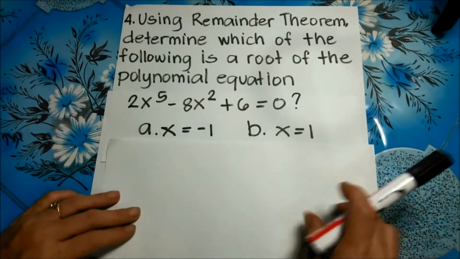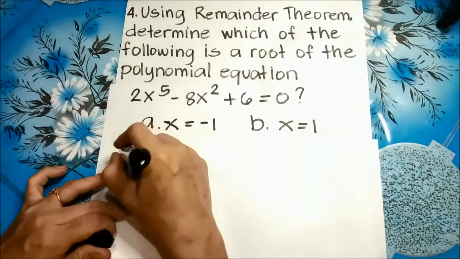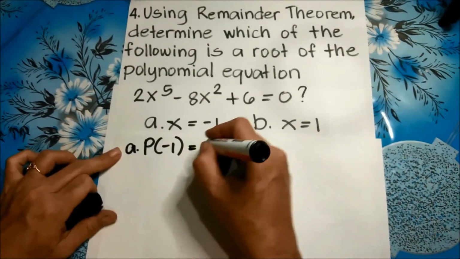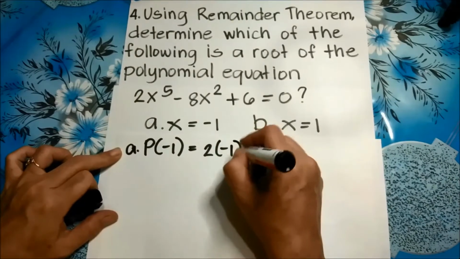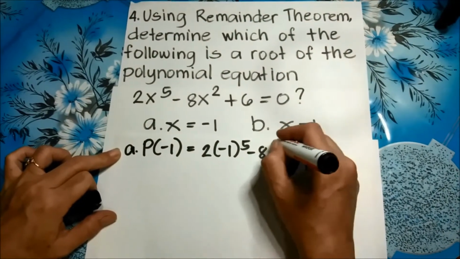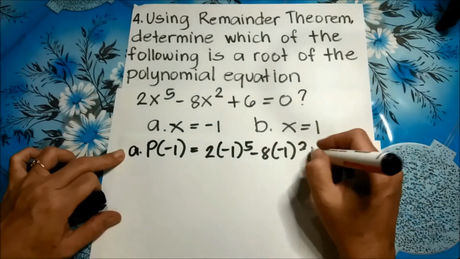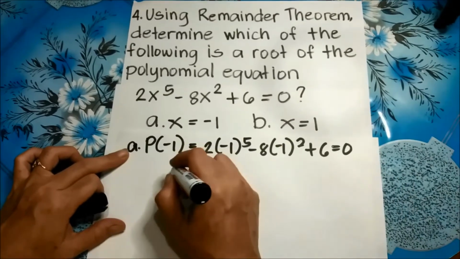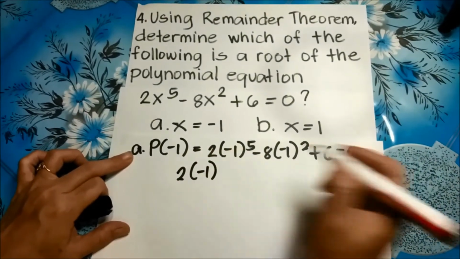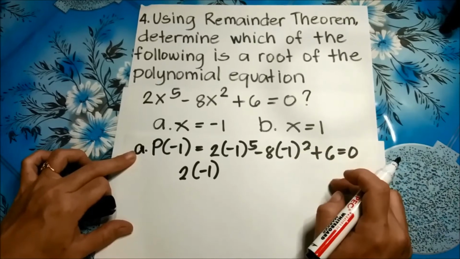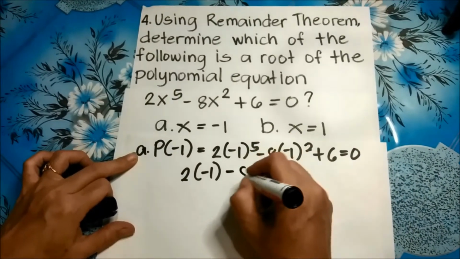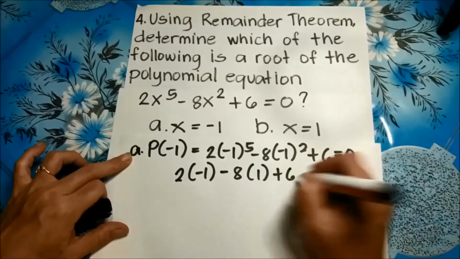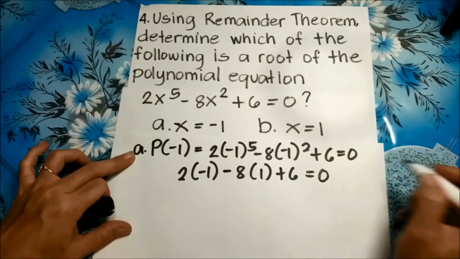So for x equals -1, we have p of -1 is equal to 2 times -1 to the fifth minus 8 times -1 squared plus 6 equal to 0. So that is 2 times -1. -1 squared is positive times negative, that is still -8 plus 6 equal to 0.